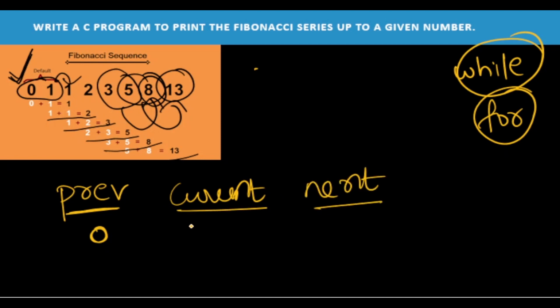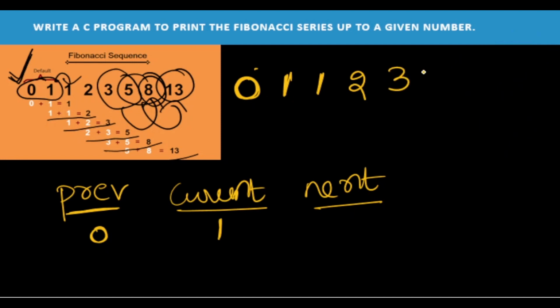For first, while starting the question, what is previous? 0. Now what is current? 1. Now what is next? Let me write the series 0, 1, 1, 2, 3, 5, 8, so it will be easier. Previous means P, current means C, next means N.